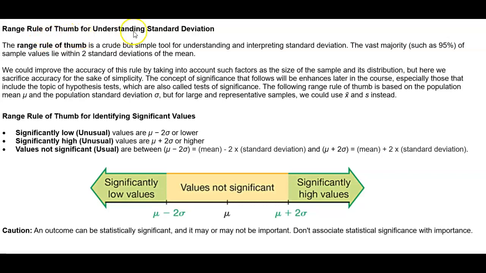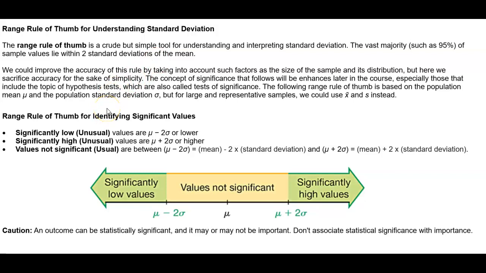Range rule of thumb for understanding standard deviation. The range rule of thumb is a crude but simple tool for understanding and interpreting standard deviation. The vast majority, such as 95% of sample values, lie within 2 standard deviations of the mean.